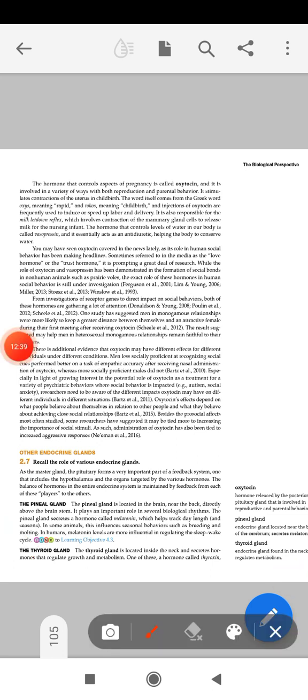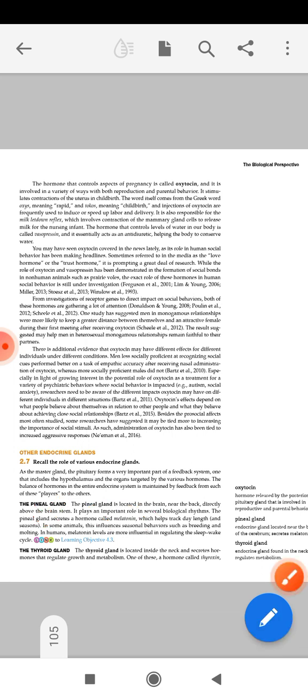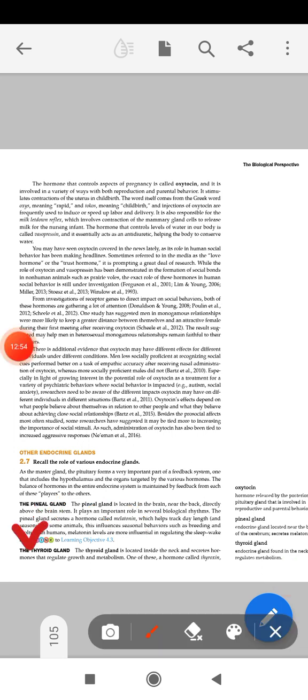The pineal gland releases a hormone known as melatonin, and with the help of melatonin it regulates the biological cycle. Next one is the thyroid gland, located inside the neck, which secretes a hormone that regulates growth and metabolism. One of these hormones is called thyroxine.